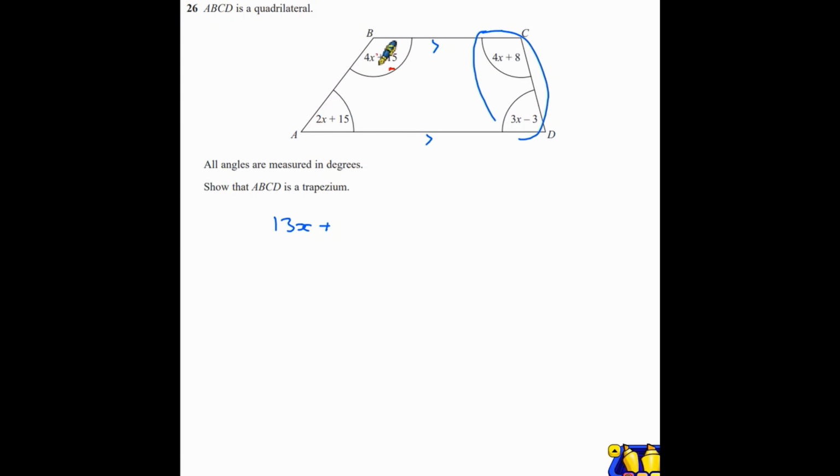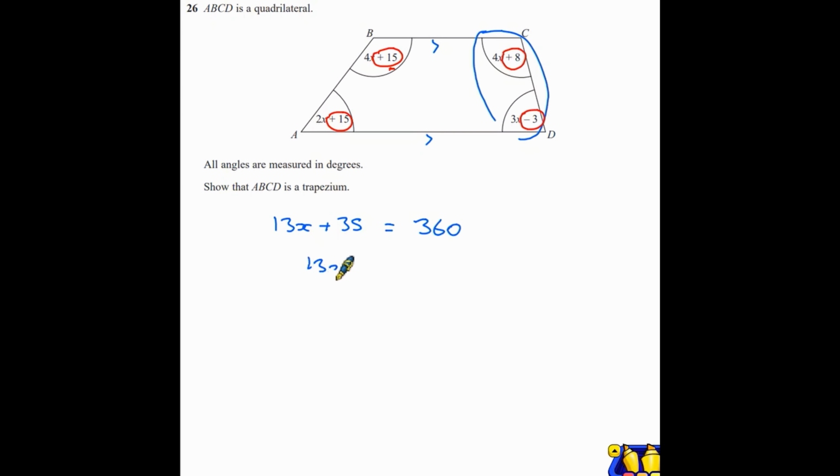Then we've got some numbers. We've got plus 15, plus 8, that's 23, minus 3, that's 20, plus 15, that's 35. So plus 35. So 13x plus 35 equals 360.